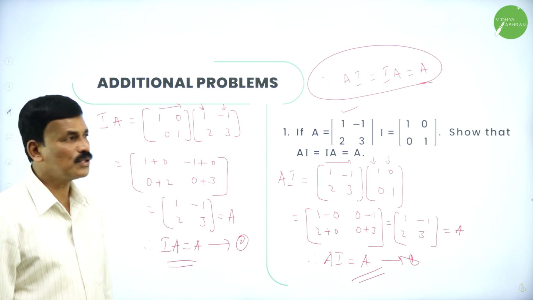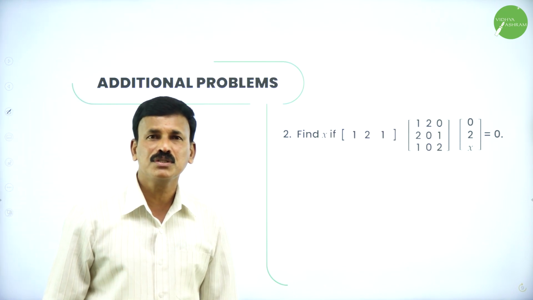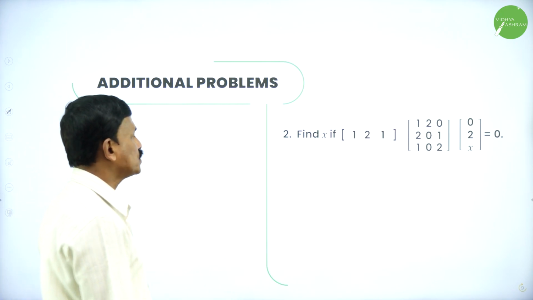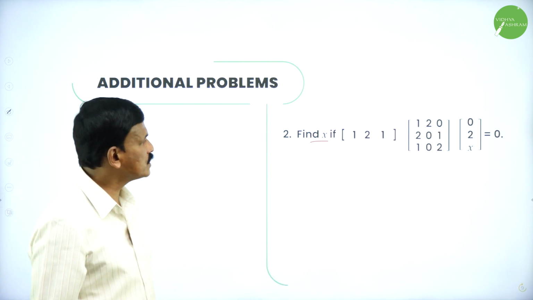So this is an additional problem. Now let us come to one more problem. Let us take this problem. This is also a very important 3 marks question. You may get this type of additional question for 3 marks. What is given? Find x. Condition: 3 matrices are given.